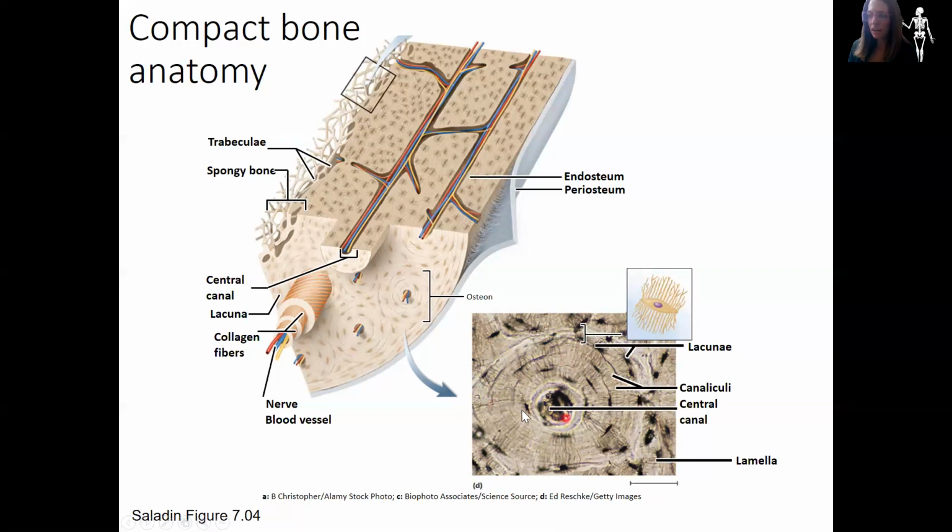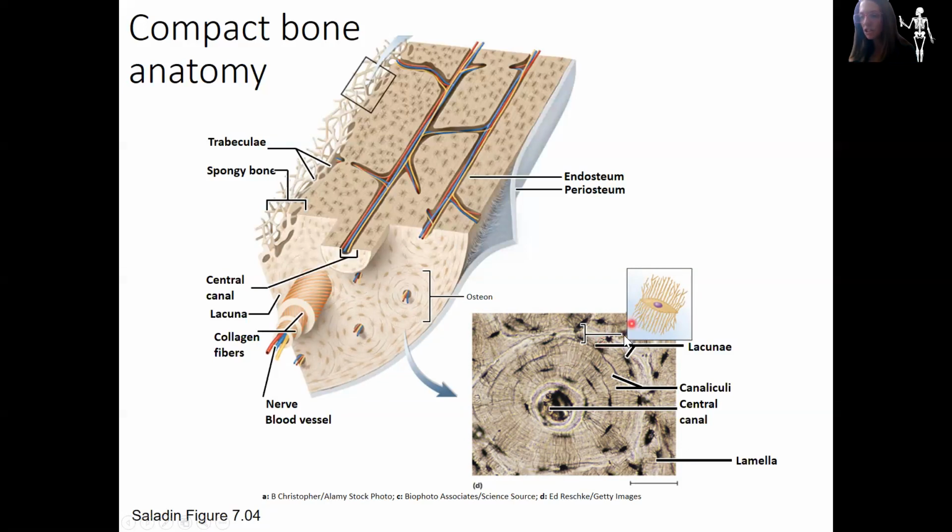So we've got the central canal here. This is where the blood vessels and nerves would go through. Then we've also got these lamellae, the circles that go around. And the other really important thing here is lacuna with osteocytes in them. Remember, lacuna are those cavities that contain cells. The cells of bone tissue are called osteocytes. We'll come back to them more.